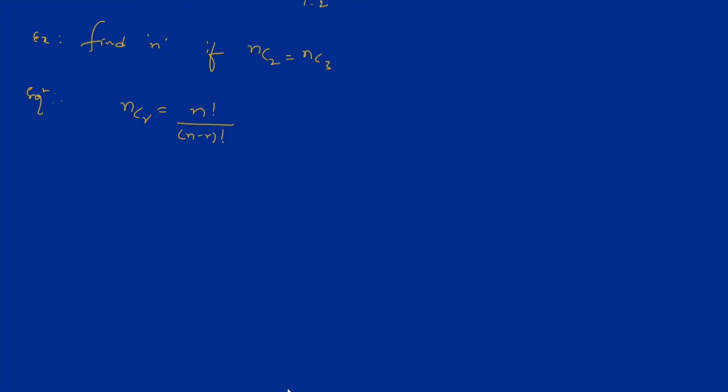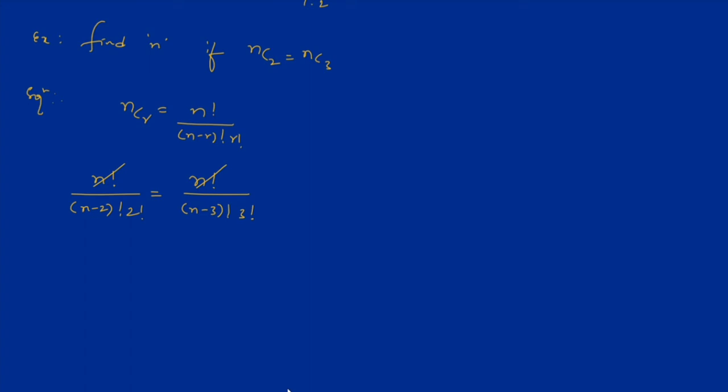Find n if nC2 is equal to nC3, right? Solution. Directly you can substitute, already you know the nCr formula, n factorial upon (n minus r) factorial into r factorial, right? Just substitute the values here. n factorial upon (n minus 2) factorial into 2 factorial, again n factorial upon (n minus 3) factorial into 3 factorial, right? So here the n factorial gets cancelled, right?